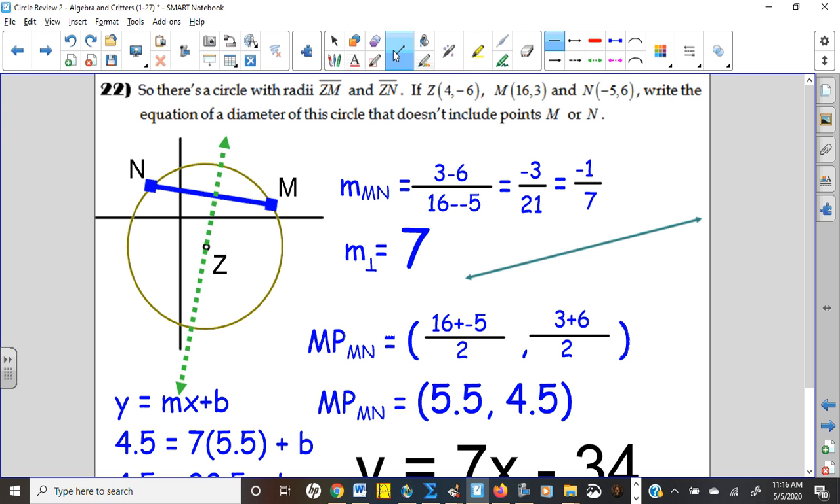This one, though, boy, you could have actually gotten this one super easy because it just said you can't go through M or N. So you can't do a diameter that goes through ZM and ZN, but I could have done a horizontal line, and that would have been really easy. That would have been just Y equals -6, or a vertical line, that would have been X equals 4. That would have been a really, really easy way of doing that if you had to do it quickly.